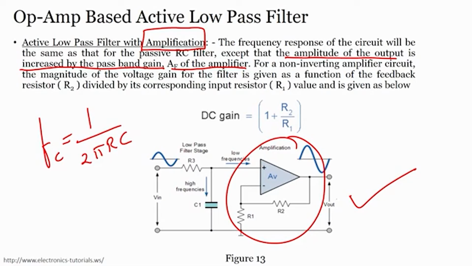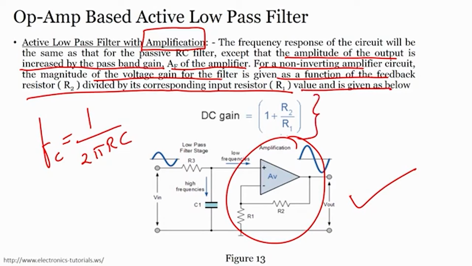If you want to see V out, then only for a non-inverting amplifier it will be like that. For a non-inverting amplification circuit, the magnitude of voltage gain of the filter is given as a function of the feedback resistor R2 divided by its corresponding resistor R1 value, and is given as follows. This is the DC gain of this particular non-inverting amplifier. I have said this hundreds of times: what is the DC gain of a non-inverting amplifier, what is the gain of an inverting amplifier. You should now remember this formula by heart.